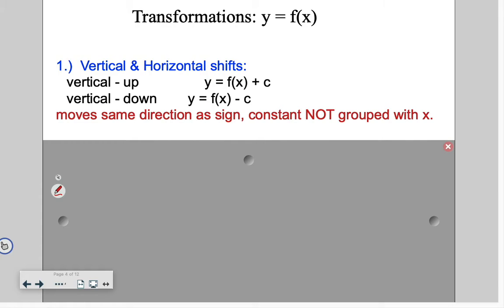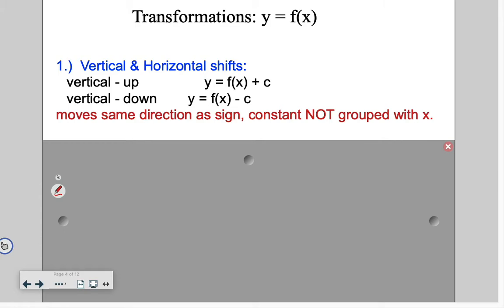Anytime you are adding or subtracting, it is a shift. Anytime you add or subtract something, you're dealing with some sort of either vertical or horizontal shift. These ones, if you notice, I called plus c and minus c. These are vertical shifts because right here in red, the constant is not grouped with x. If it's inside with the x, then it's horizontal. If it's outside, then it's vertical. There's always inside is horizontal, outside is vertical.